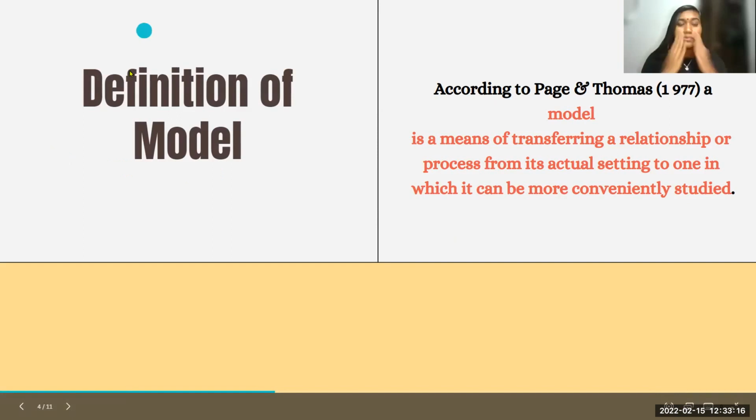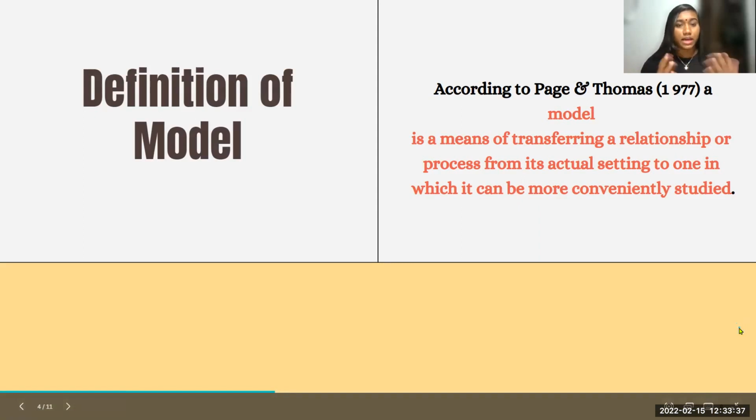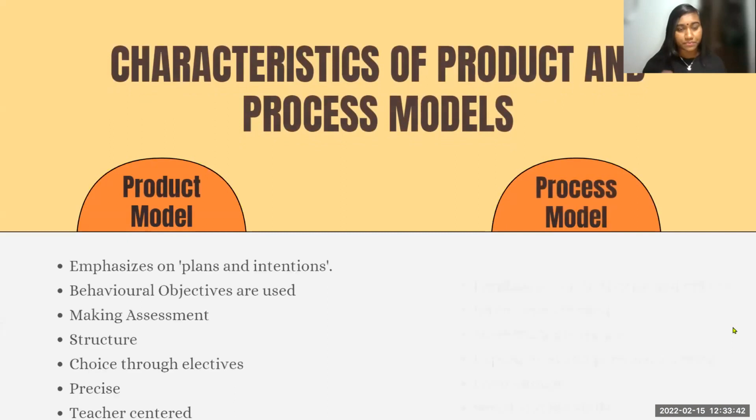All right, next up, we are going to see the definition of model. So what exactly is a model? According to Page and Thomas, a model is a means of transferring a relationship or process from its actual setting to one in which it can be more conveniently studied. Furthermore, we are going to see the characteristics of the process model and the product model as well.